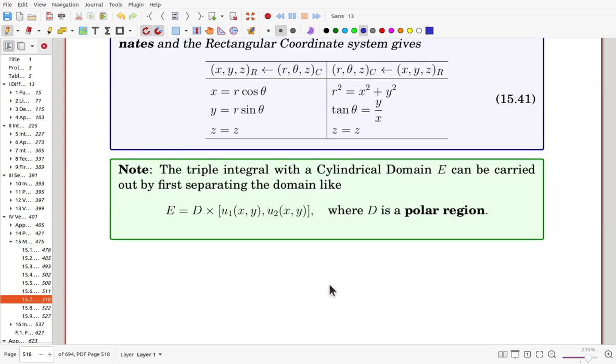Once you try to deal with a triple integral, the domain is separated into two parts: D and another dimension. In this case, D will be a polar region. For this region, we can use polar coordinates, so that eventually the system is the cylindrical coordinate system.